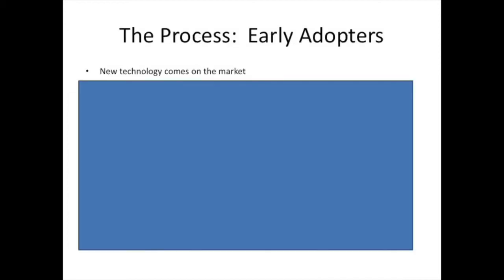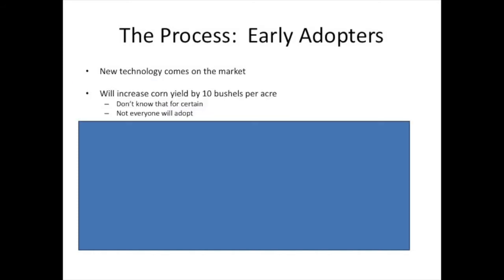So let's talk through this process for the early adopters. First, there's a new technology that comes to the market. And I'm going to use the example that it's a new corn hybrid that will increase corn yields by 10 bushels per acre. The important point here is that we don't know if this hybrid will do that for certain, so not everyone will adopt.